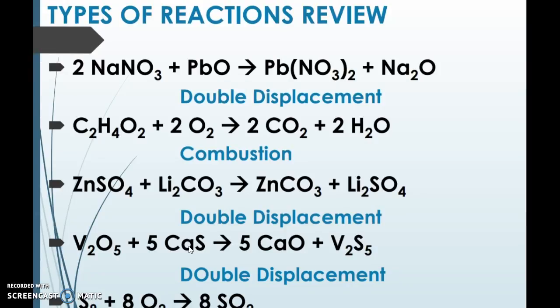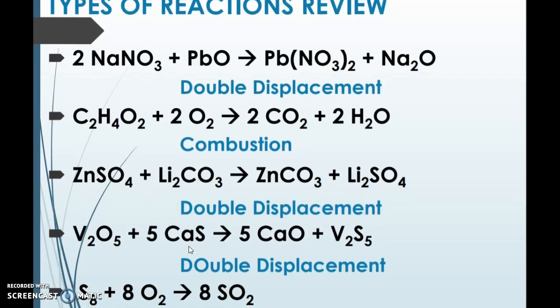You will see a double displacement on top. Your sodium nitrate and your lead 2 oxide is producing lead 2 nitrate and sodium oxide. You'll notice that the cations, sodium and lead, are swapped in the products. So that's what happens during a double displacement or double replacement. It can be named both things.